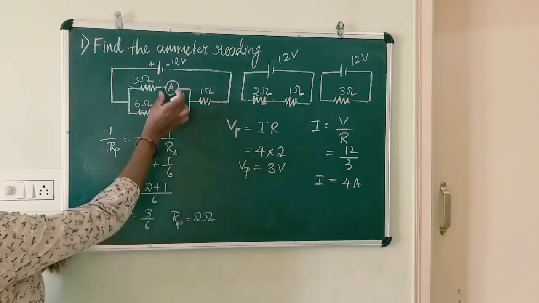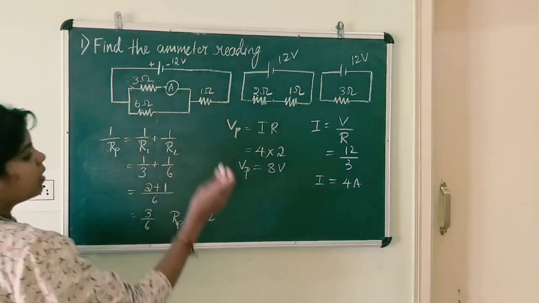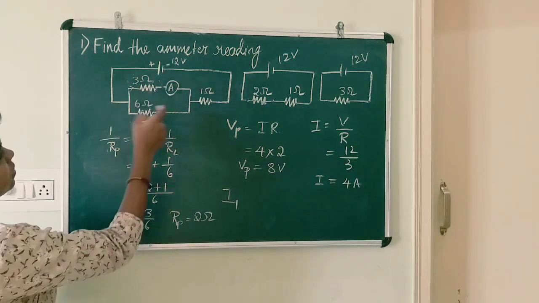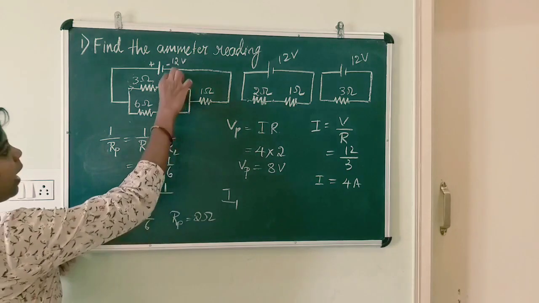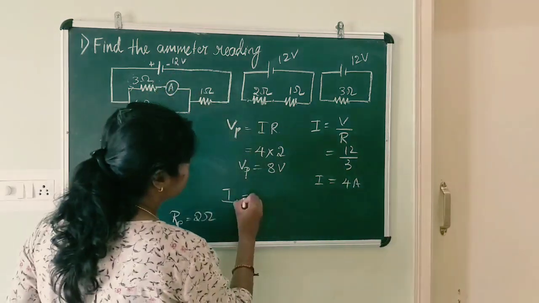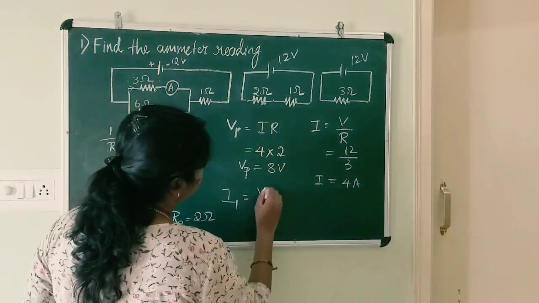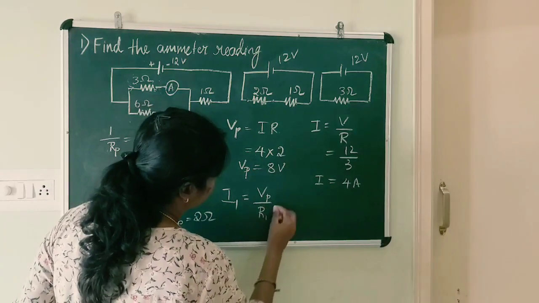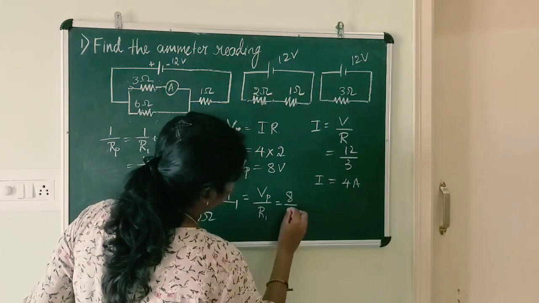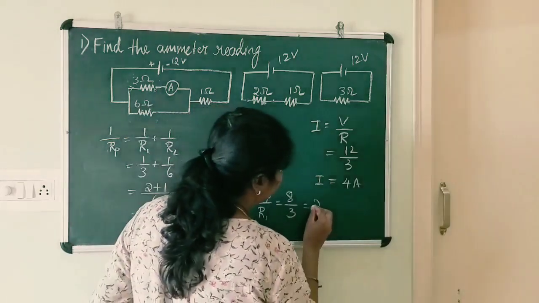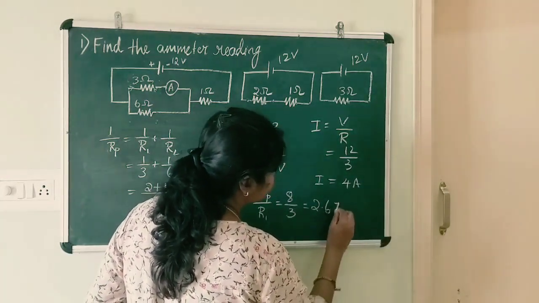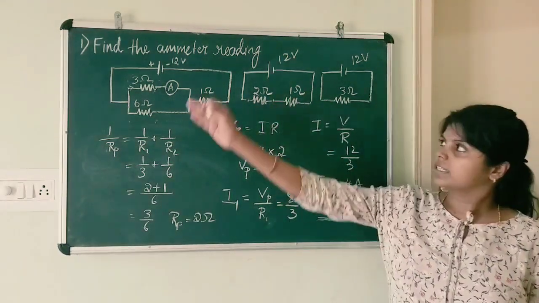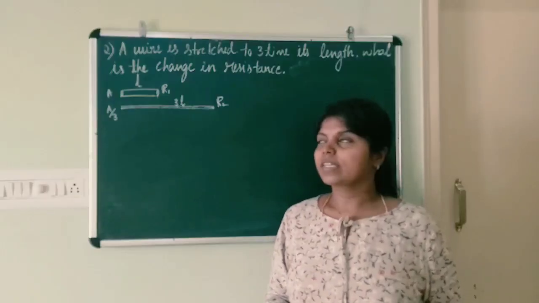Next we have to find the current flowing through the resistor 3 ohm. Let us take I1 as the current flowing through the 3 ohm resistor and I2 as for 6 ohm. We want the ammeter reading. So I1 is equals to V by R. Here we have to take Vp by R1. R1 is 3 ohm. So 8 divided by 3, you will get 2.666. So we can write 2.67 ampere. So this is the ammeter reading in this electrical circuit. Now let us solve the next question.